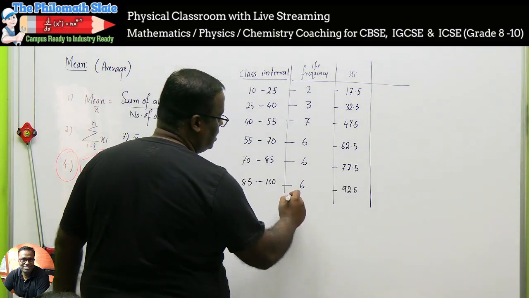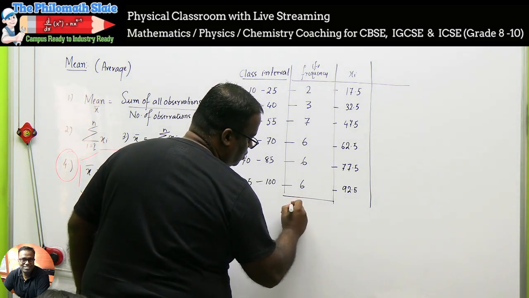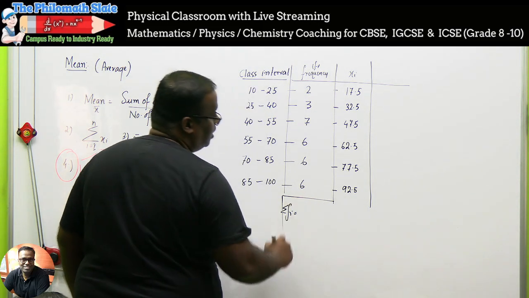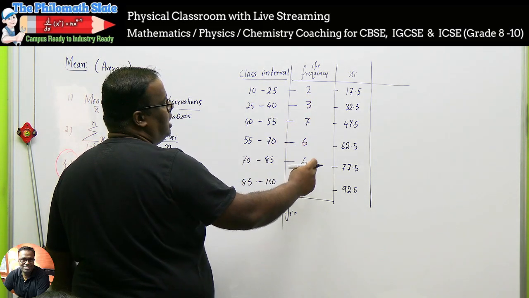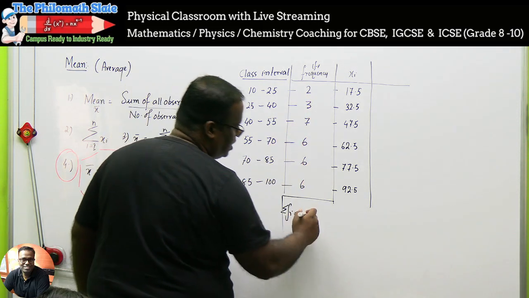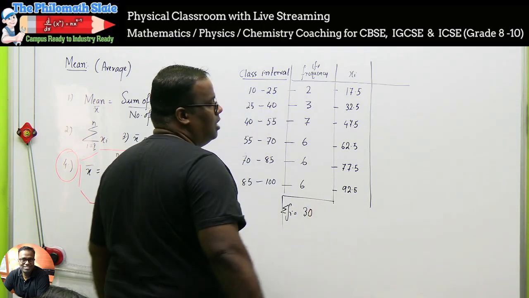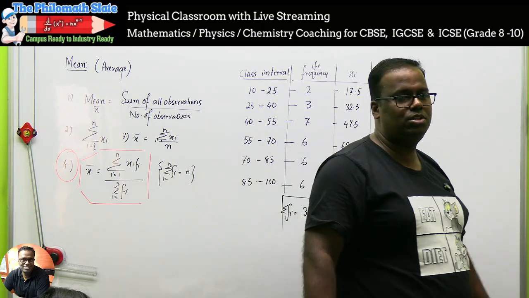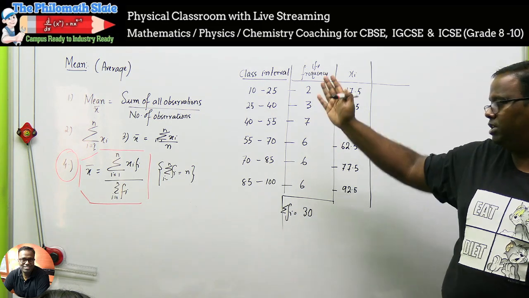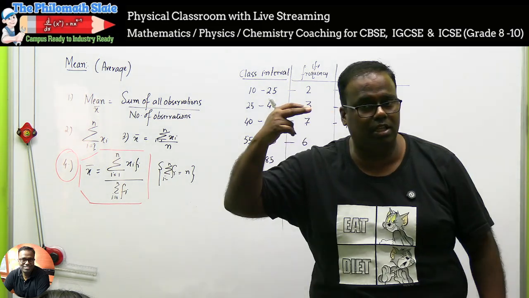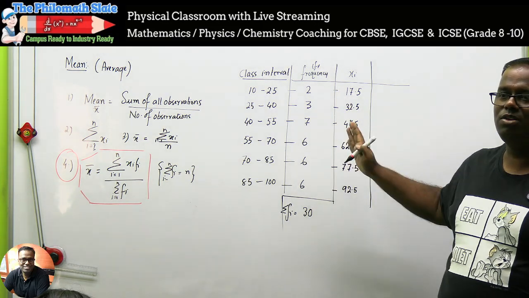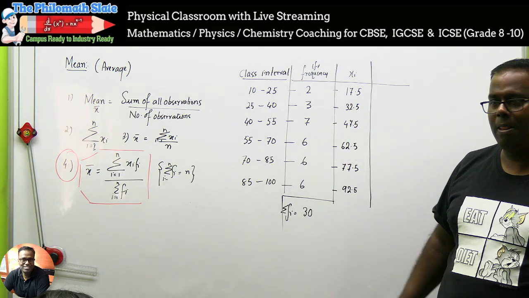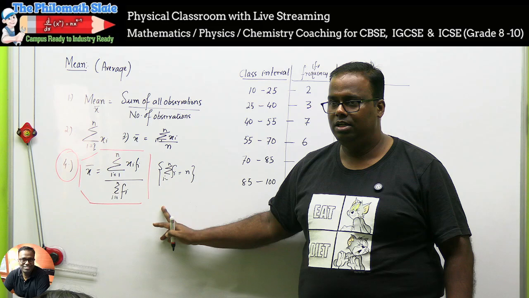And we always need sigma fi for our mean. So let us calculate sigma fi. 3 plus 2 is 5, 5 plus 7 is 12, 12 plus 6 is 18, 18 plus 6 is 24, 24 and 6 is 30. Sometimes in the question they may also say 30 observations were distributed. So don't just add up like an idiot; do add up, but check whether it is 30 or not. We are doing it by the idiotic way.